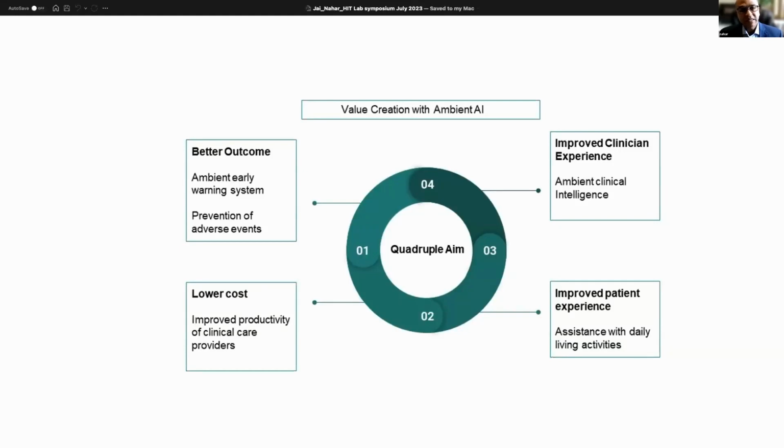On the extreme right lower is improved patient experience. Again, if you provide patients with technological tools at their level of understanding and what is feasible and assist with daily living, working, and support of the healthcare, this would improve patient experience as well, and ultimately help in lower cost and a good health and life balance. Next slide, please.